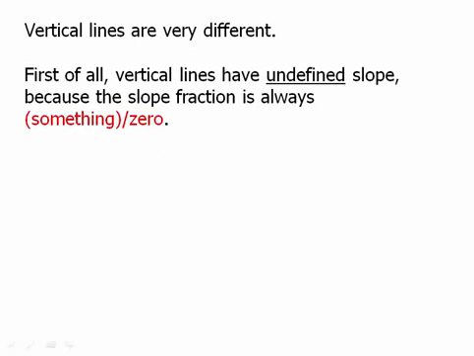Vertical lines are very different. First of all, vertical lines have what is known as an undefined slope, because the slope fraction is always something divided by 0. And of course, as we know, you're not allowed to divide by 0. If we divide by 0, we leave the world in which mathematics makes any sense whatsoever. And so whatever the slope is, it's something that does not make any sense mathematically. And so the word we use for that is undefined, not defined by anything within mathematics. That's the slope of a vertical line.